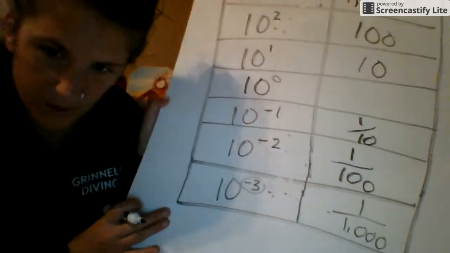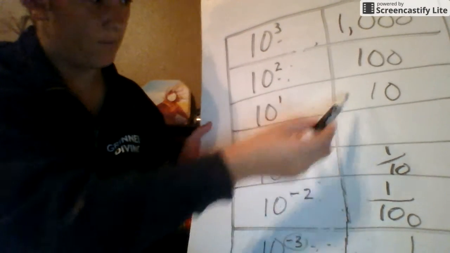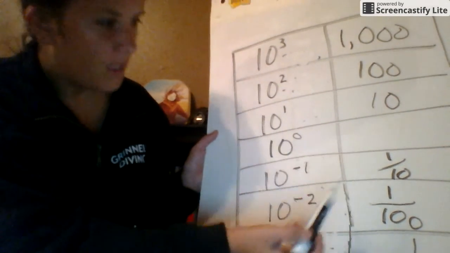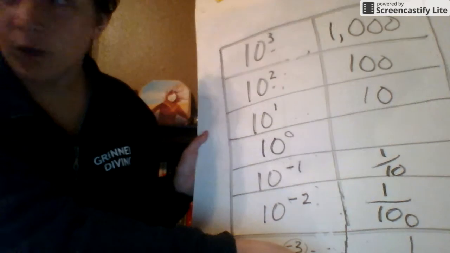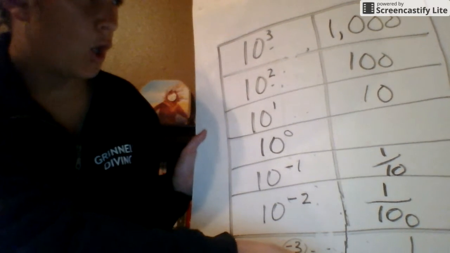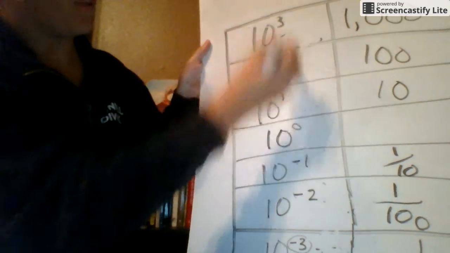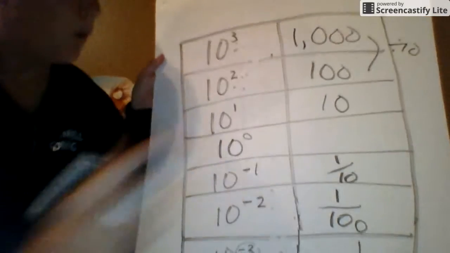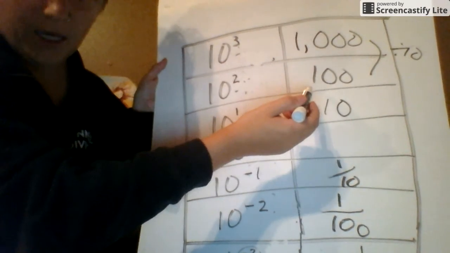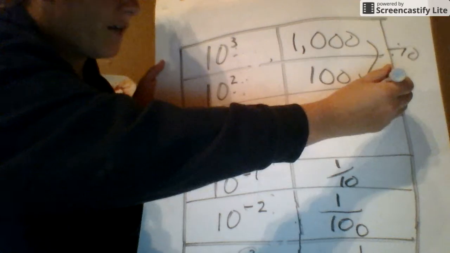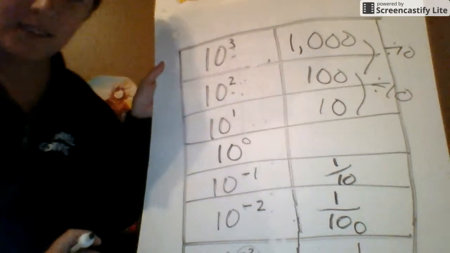All right, here's a really interesting thing to look at. You might notice a pattern. We go 1,000, 100, 10. We're not sure what this is yet. Then 1 over 10, 1 over 100, 1 over 1,000. What's happening is every time we're going down an exponent, so we go from 3 to 2, we are dividing by 10. 1,000 divided by 10 is 100. 100 divided by 10 is 10.